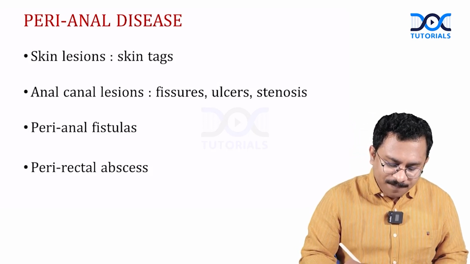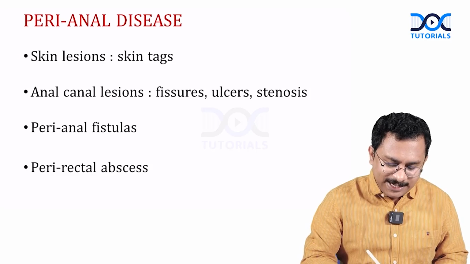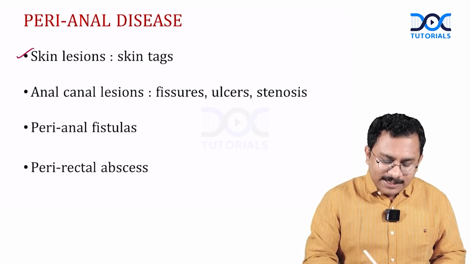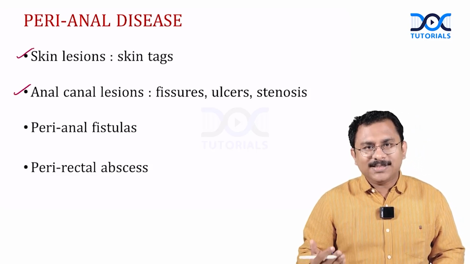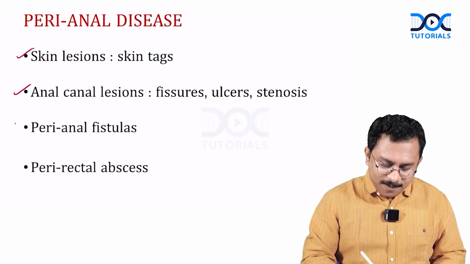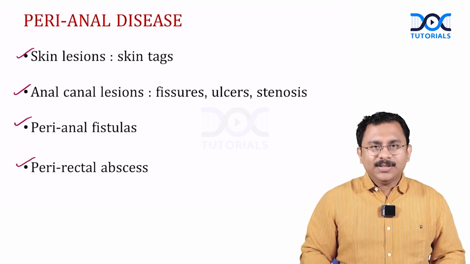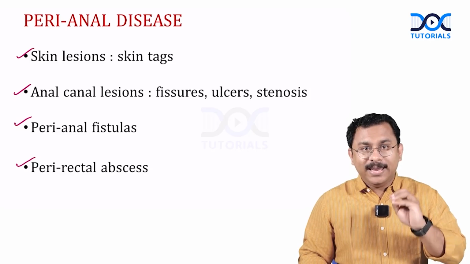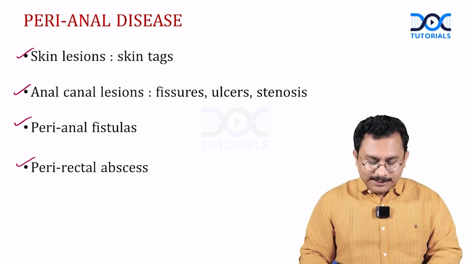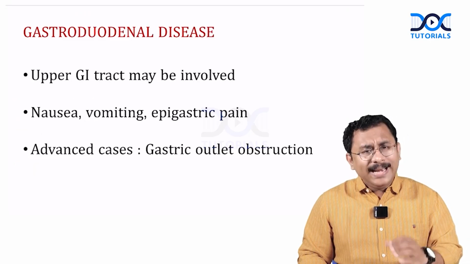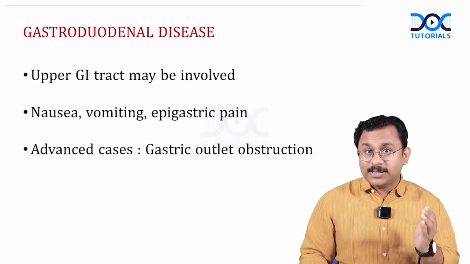You can have skin lesions like skin tags, anal canal lesions like fissures, ulcers or stenosis, perianal fistulas as well as perirectal abscesses. So these are the manifestations when you have got a perianal involvement in Crohn's disease. Okay. You can have upper GI involvement, though it is very rare.